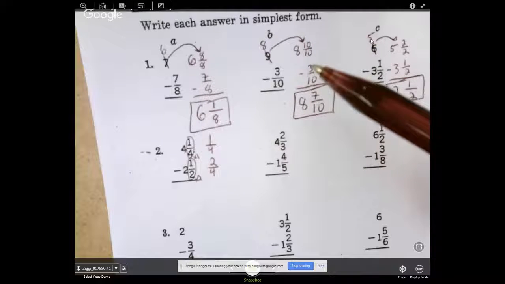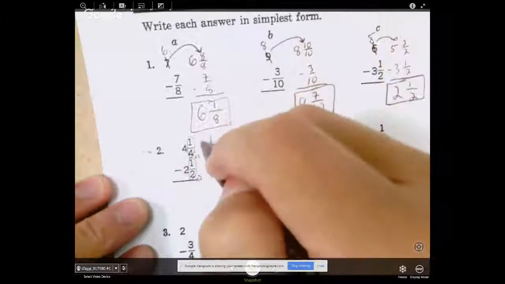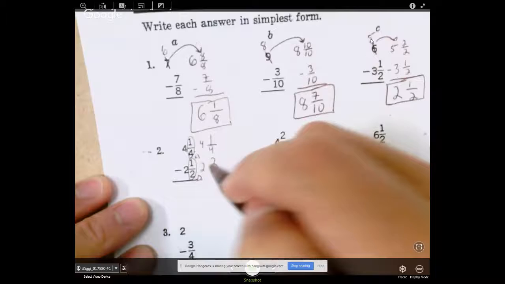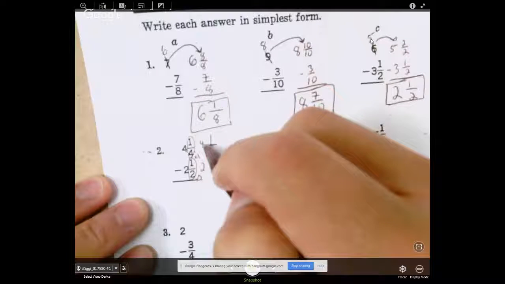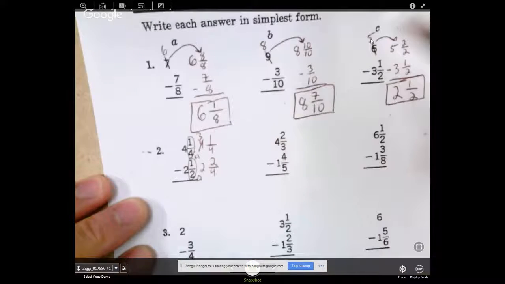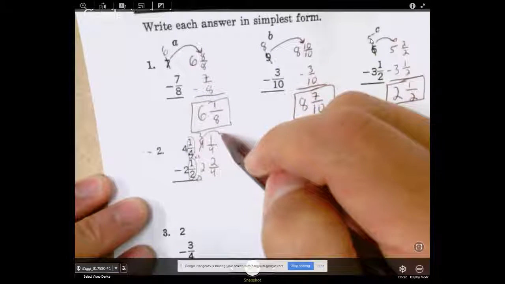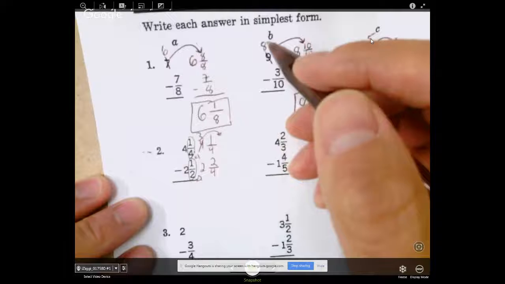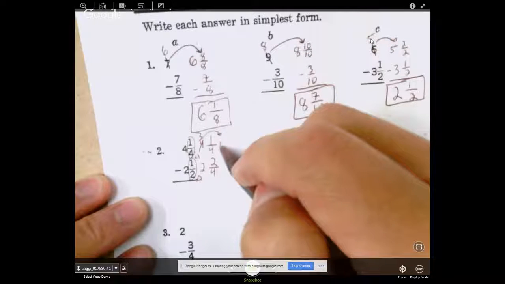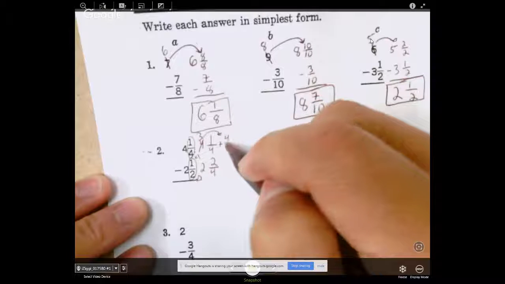So what we're going to do is we're going to borrow. When we borrow, let me bring this 4 here and this 2 here. I'm going to borrow from this 4. I'm going to make it into a 3. And that 3, so there's 1 right now. So I want to add a 1 to this 1/4 and make that 1 a 4 out of 4.